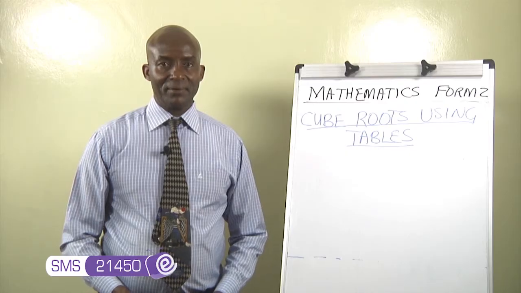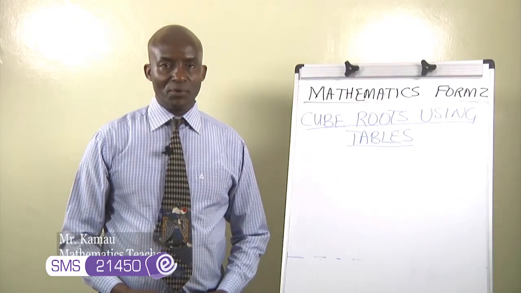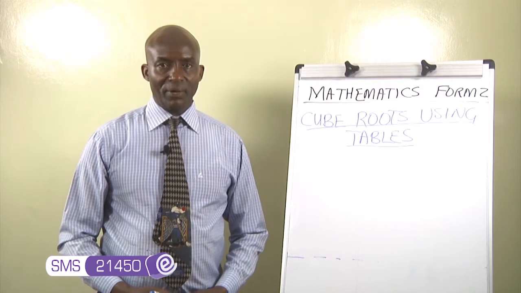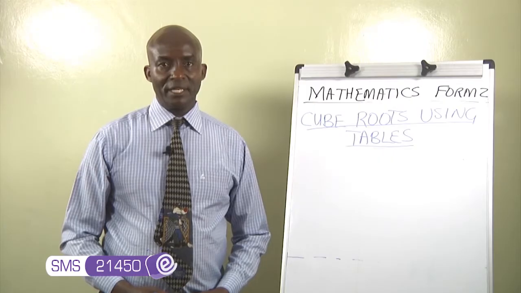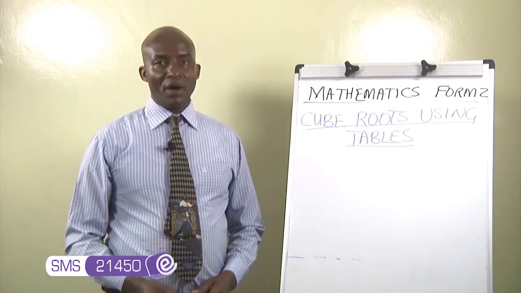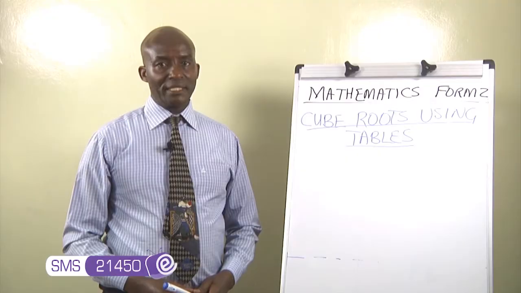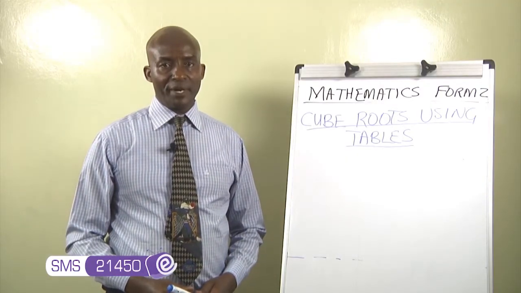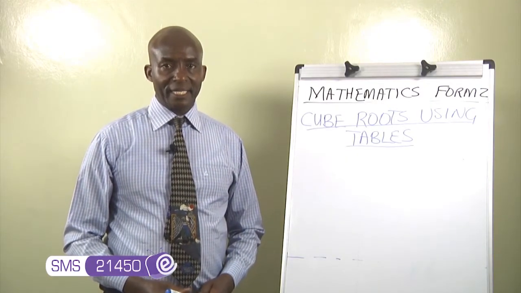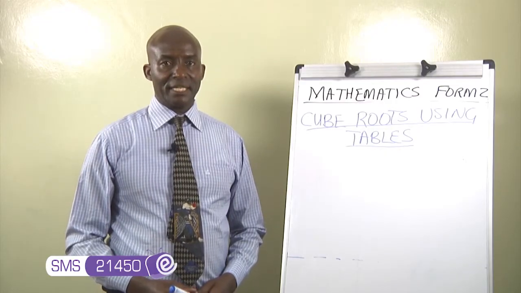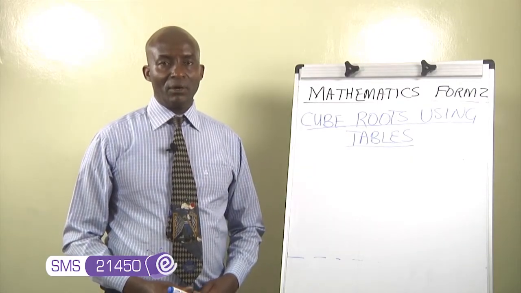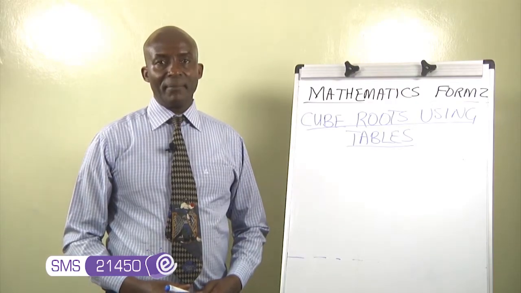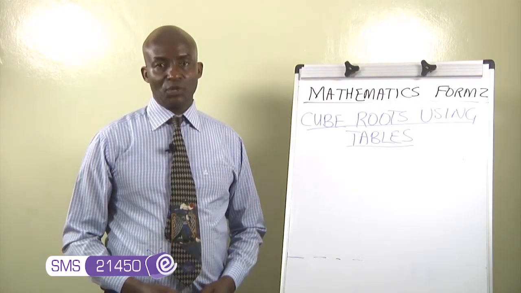My name is Mr. Kamau and I'm taking you through Form 2 Mathematics, and our topic in today's lesson is cube roots of numbers using mathematical tables. In our previous lesson, we learned how you can get cube roots of numbers which are exact cube roots. Numbers such as 8 or 64 or 27 or 125. These are numbers that have exact cube roots.